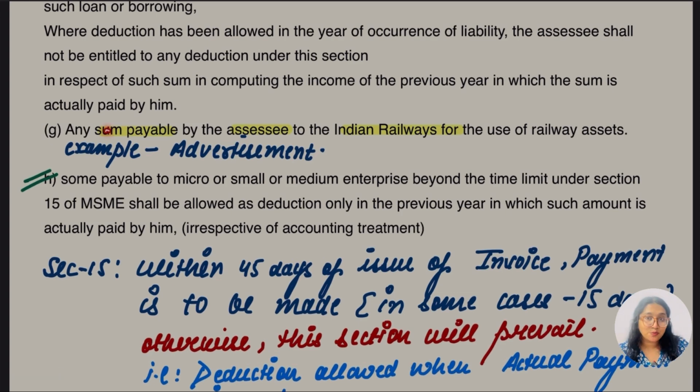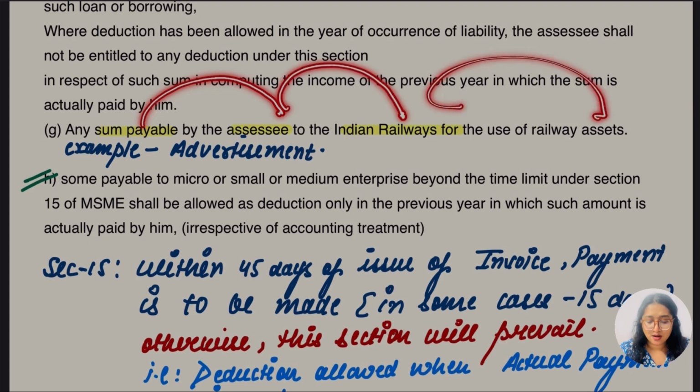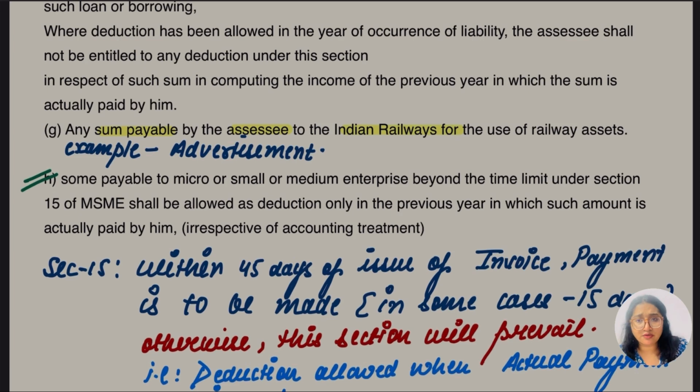Now the next point says any sum payable by the SSC to the Indian Railway for the use of railway asset. Now what are they saying? Why is the SSC going to pay the Indian Railway for the use of railway asset? Let me give an example. For example, advertisement. If the SSC wants to give any advertisement specifically on the railway, if they want to use the railways asset, then definitely you have to pay.